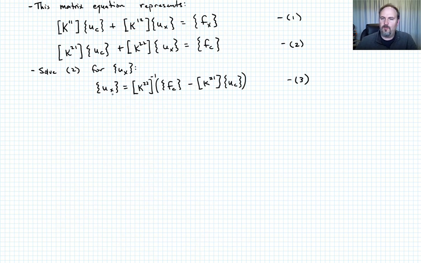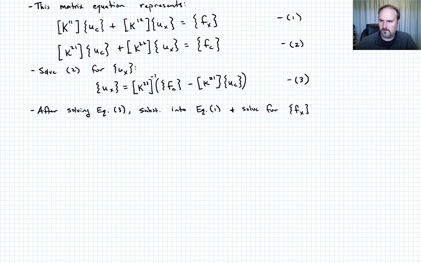Okay, so we're going to go ahead and solve for our unknown displacements using equation 3, and then when we want our unknown forces, we just use equation 1. So after solving equation 3, just substitute into equation 1 and solve for F sub x. Okay? So it's just by direct substitution.